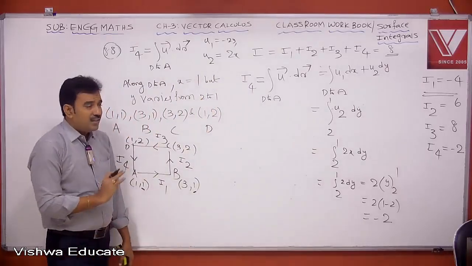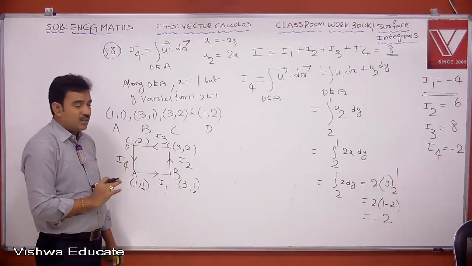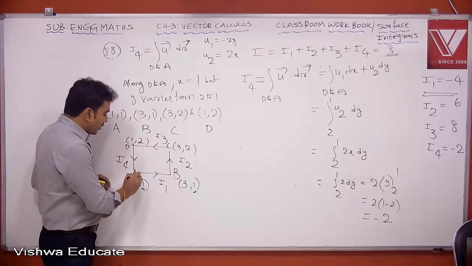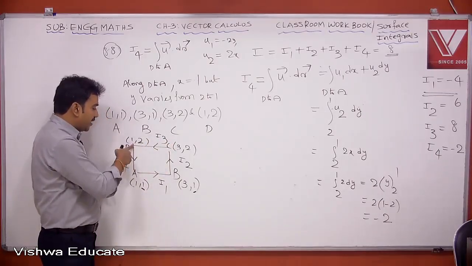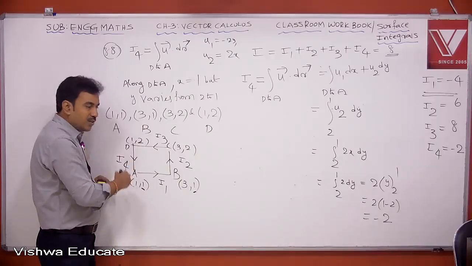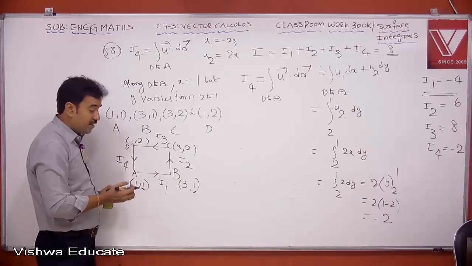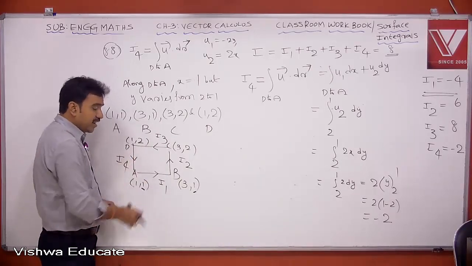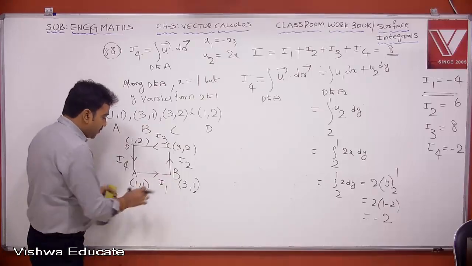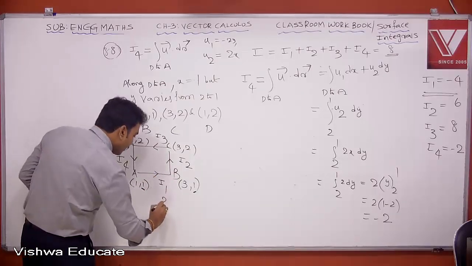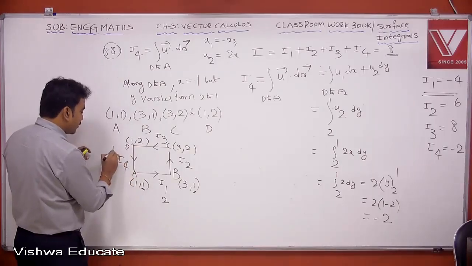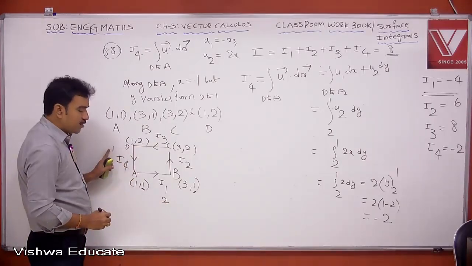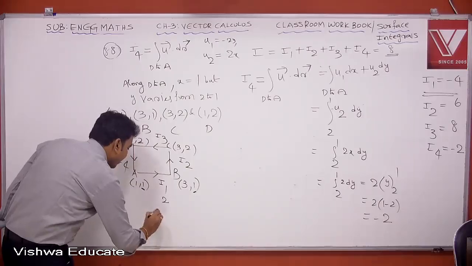When you look at this, it seems to be very complicated. We have found this line integral from A to B, from B to C, from C to D, and at last from D to A. So, in this case, 4 line integrals are required. But when you look at this, it is a rectangle. What is the length of this? The length value is 2. What is the breadth value? You can see here breadth value is 1. Length is 2 and breadth value is 1. So, it is a rectangle.